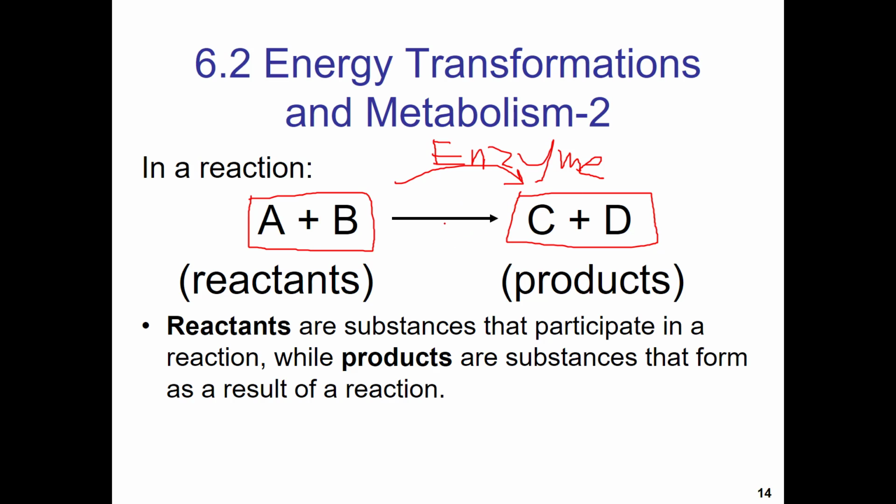All right, so a metabolic reaction is just a chemical reaction mediated by an enzyme. And so these reactants you can now call substrates. So substrates are reactants in a metabolic chemical reaction. Or you can say a substrate is a reactant for an enzyme. Okay?